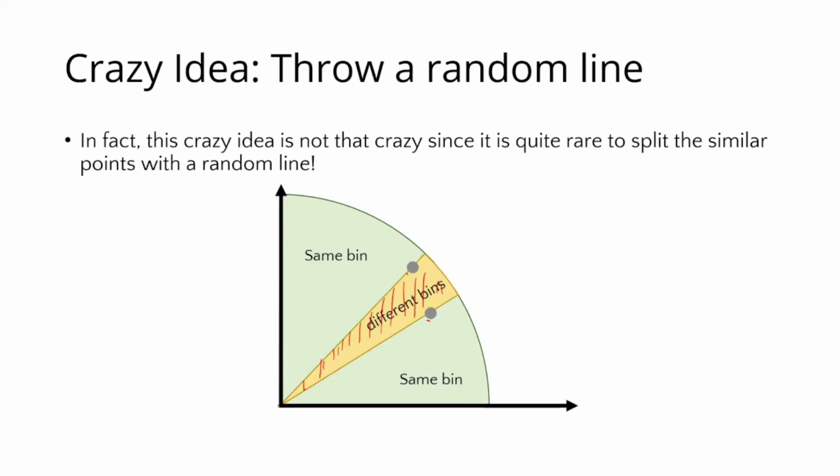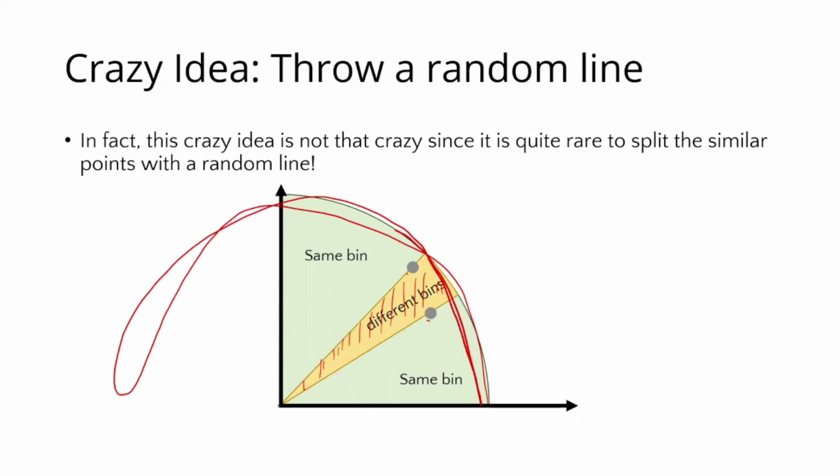So if you think about this 180-degree angle, in terms of which direction the line can go through, then only this small slice of pizza over here is the chance where we end up splitting the 2 points into different bins. And in the majority of the cases, we're going to guarantee that the 2 points are gathered in the same bucket. So in fact, the crazy idea is not too crazy, since, probabilistically, it's going to be really rare to split the similar points with a random line.